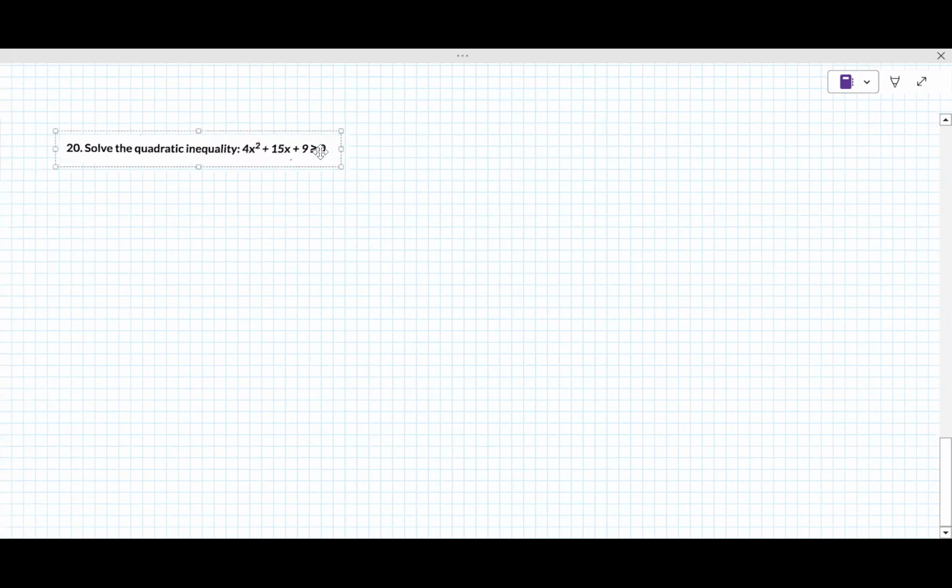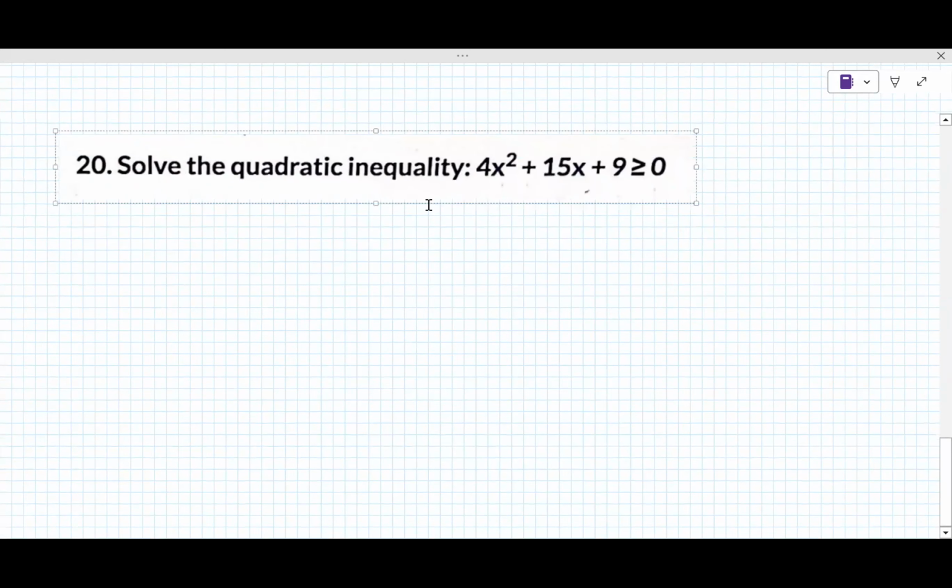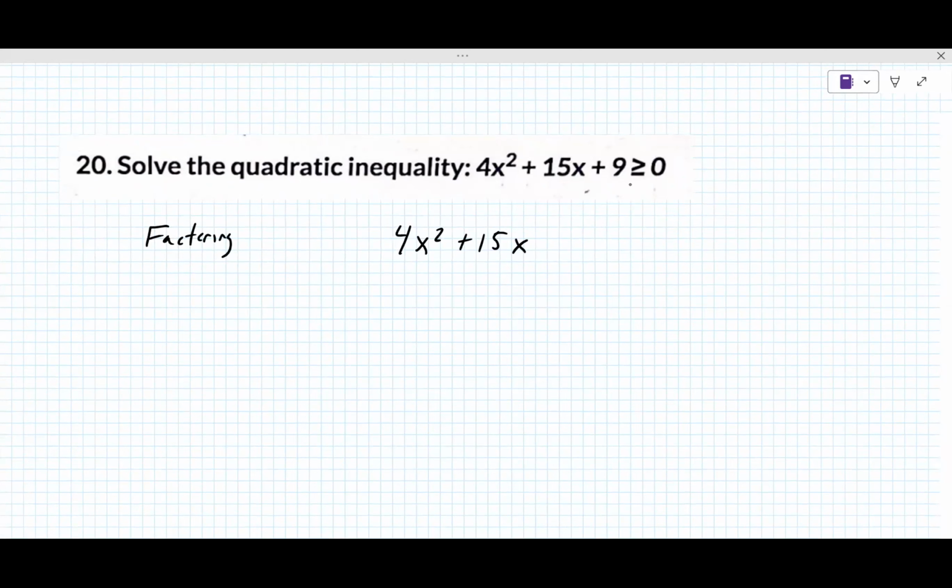So number 20 here, I'll snip in the multiple choice after we've done some work on this. The underlying requirement here is that you will be factoring this quadratic here, 4x squared plus 15x plus 9, without the inequality. We'll get back to that. This type of factoring has the appearance of a perfect square trinomial, but it is not, and it's kind of deceptive because the middle term doesn't work out as far as that goes.